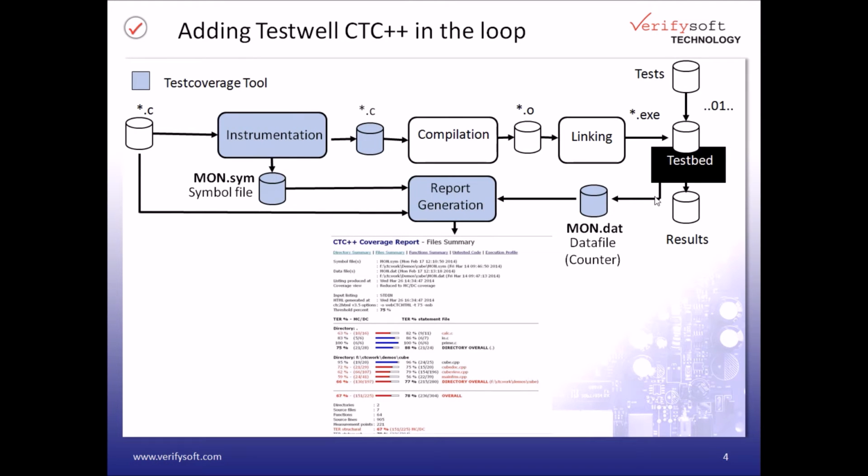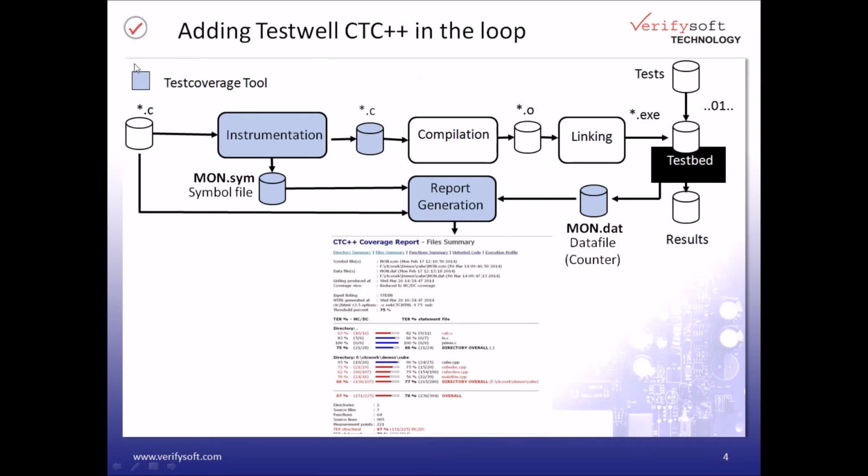So in order to add CTC++ in the loop, we have a new phase which needs to be integrated before the compilation. It's called instrumentation, and this is where CTC++ will make an analysis of the code and will put some counters in order to check any path or any combination of conditions that could be used to check your code using your test vectors. And then the regular compilation and linking phase will carry on, and then you will have some results.